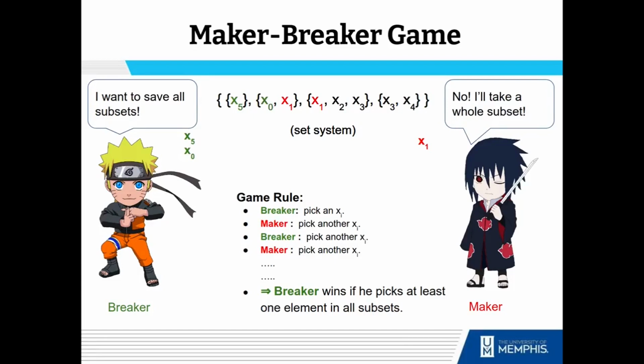Now, it is maker's turn. Maker this time picks x3. Now, it is breaker's turn. Breaker will have to play x2, otherwise maker will pick x2 and win this third set. So, breaker picks x2. Now, it is maker's turn. Maker picks the last variable, x4, and in this game maker wins because of the last two variables. All right. So, this is the maker breaker game that is being discussed in the paper.